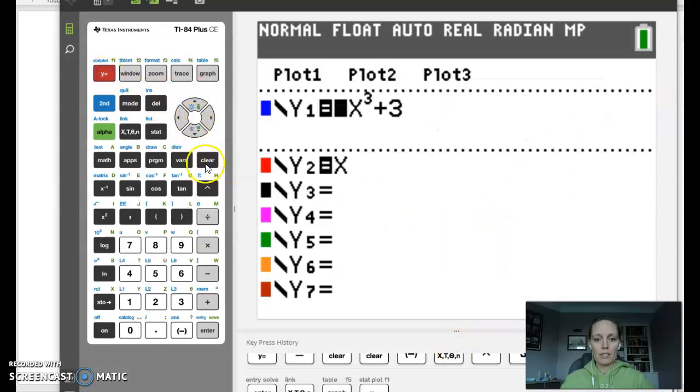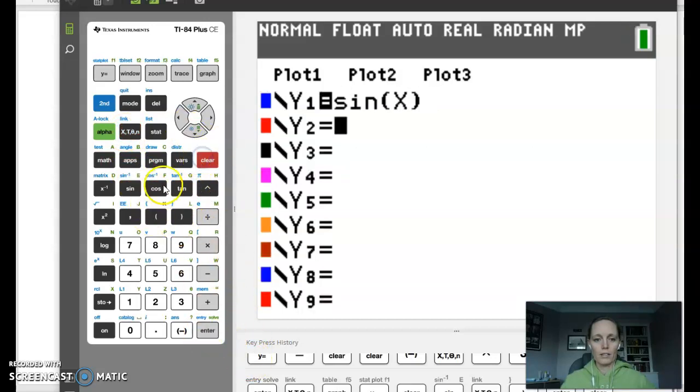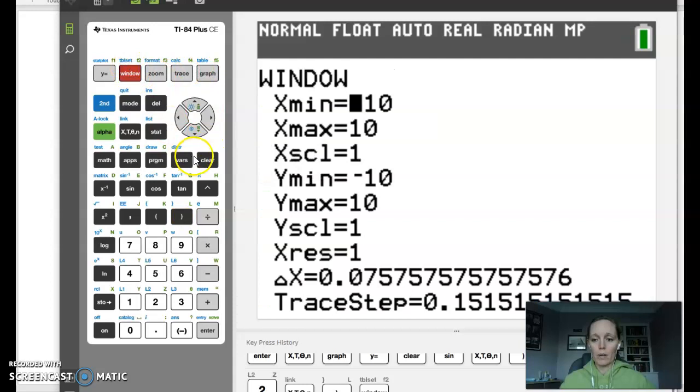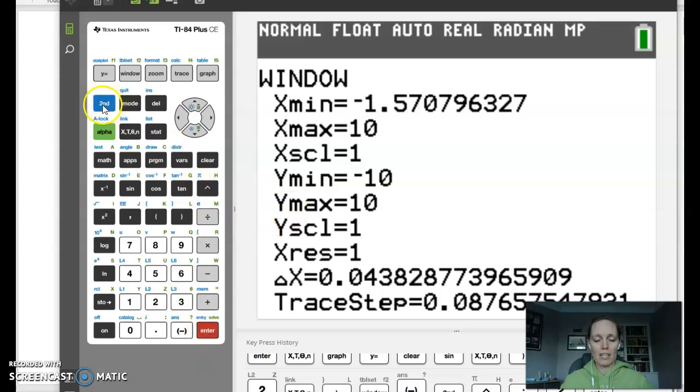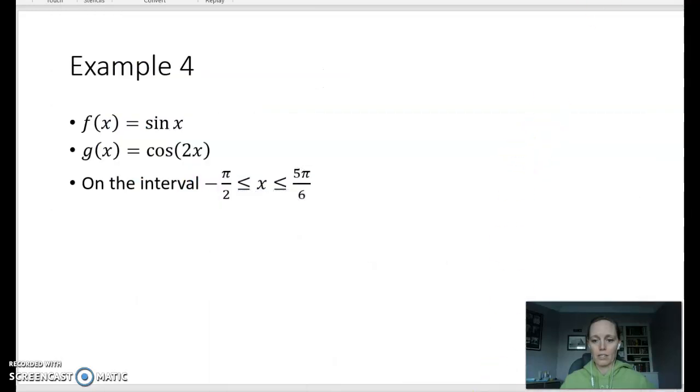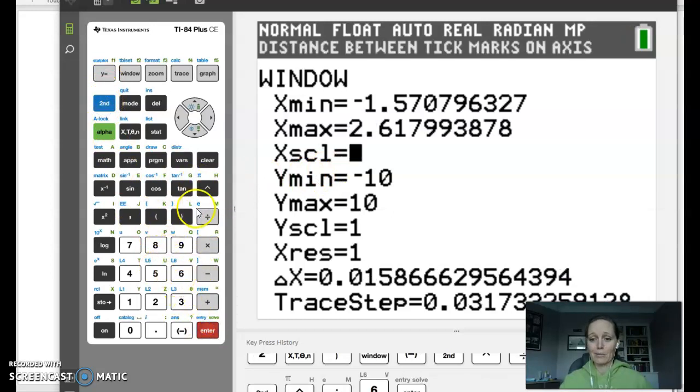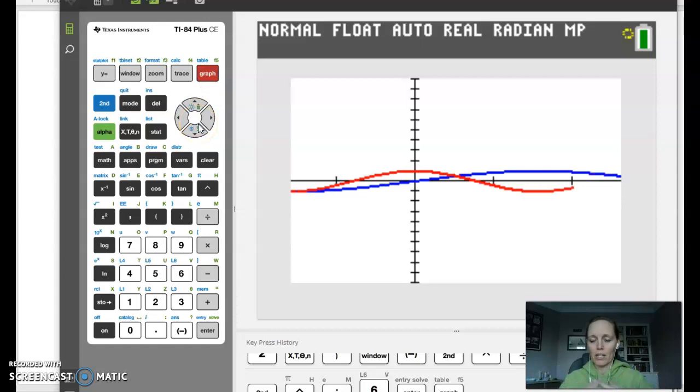So to have a good idea of what this looks like, first I'm going to enter these functions. So we have sine of x, and then we have cosine of 2x. And so that I actually know what I'm looking at, I'm going to change my window. So I want my x min to be at negative pi over 2, since that's the left side of my interval. And I want my x max to be at 5 pi over 6. Negative pi over 2 to 5 pi over 6. And you can see that this calculator, and you probably know this by now, converts everything to decimals. And so we're going to have to do some work to know what values we're actually looking at.